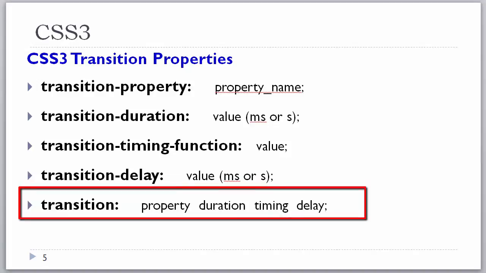And then there is the transition shorthand, which is very convenient considering we have to use vendor prefixes for all of these. That would take the property, duration, timing, and delay, and here again, they are not comma separated.